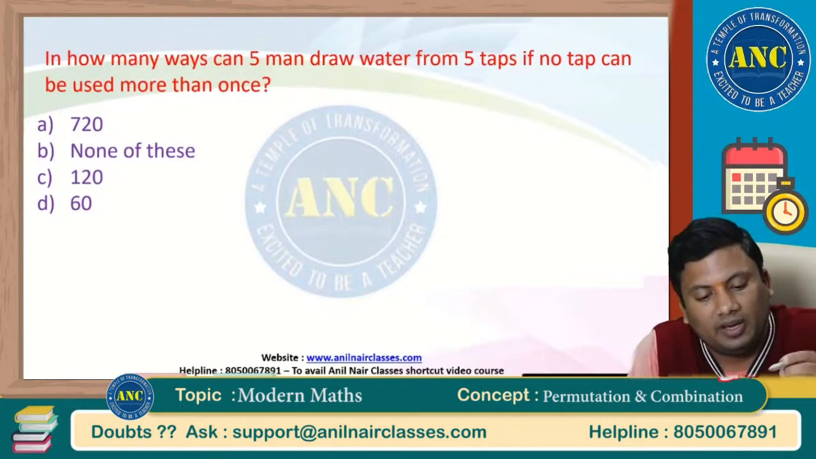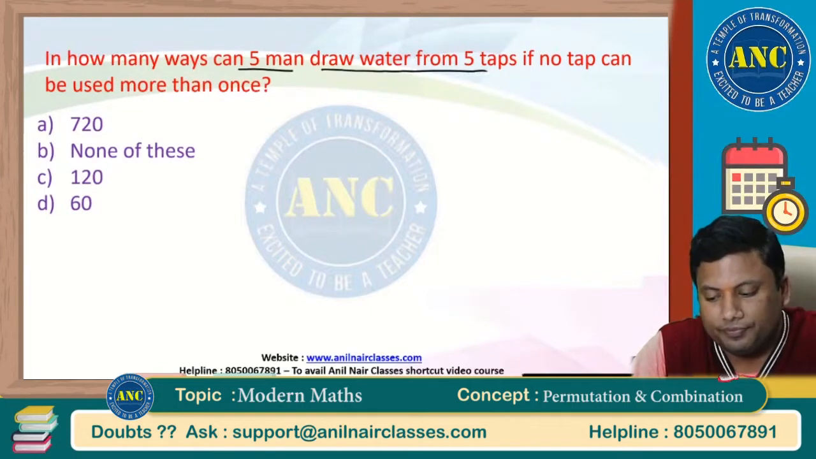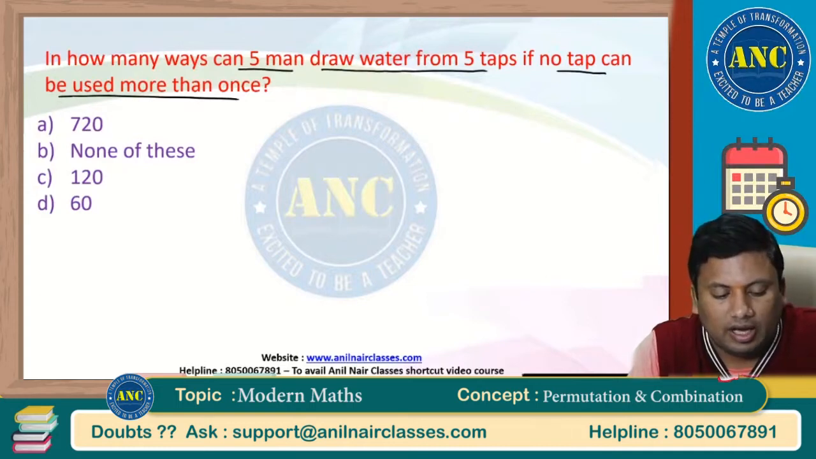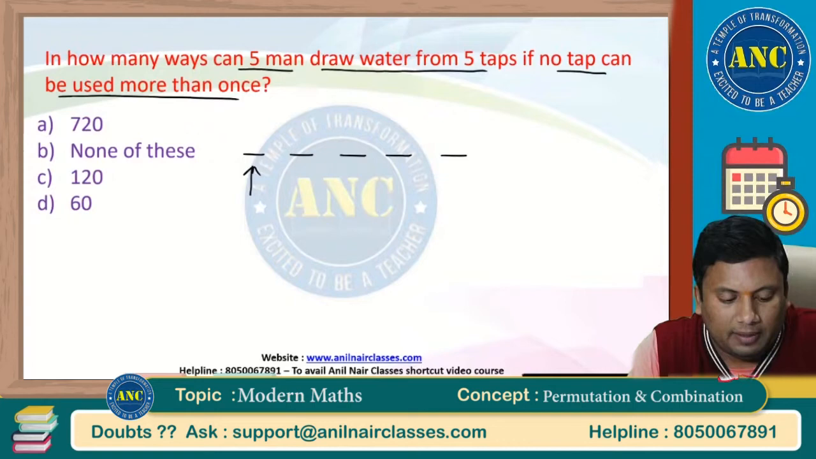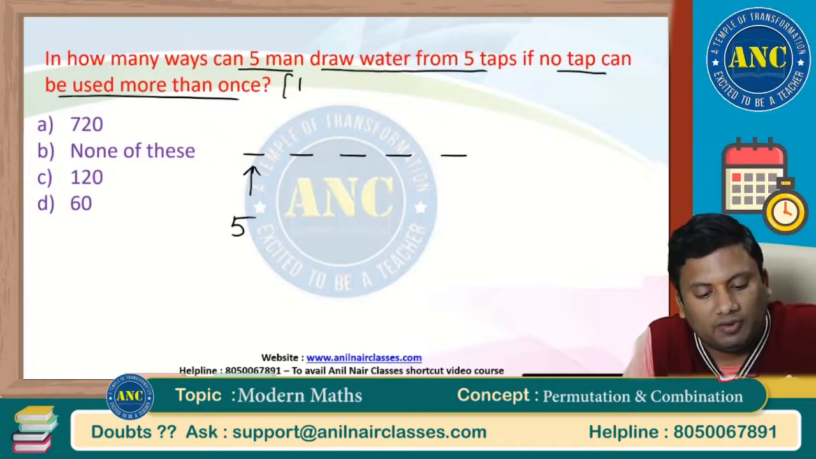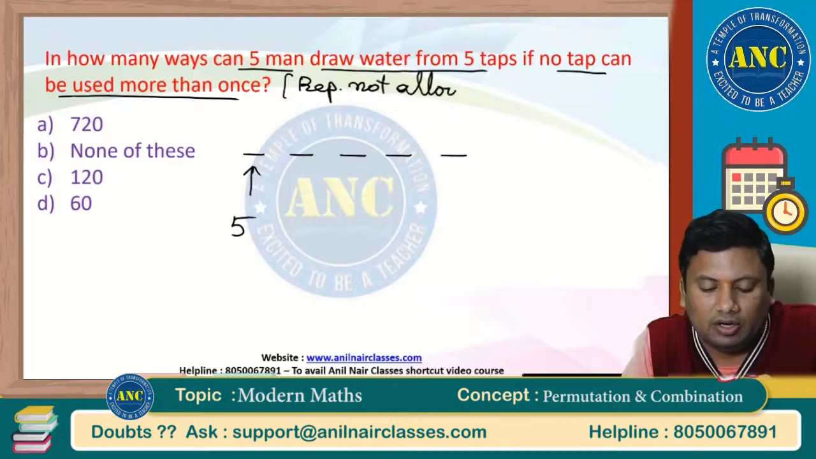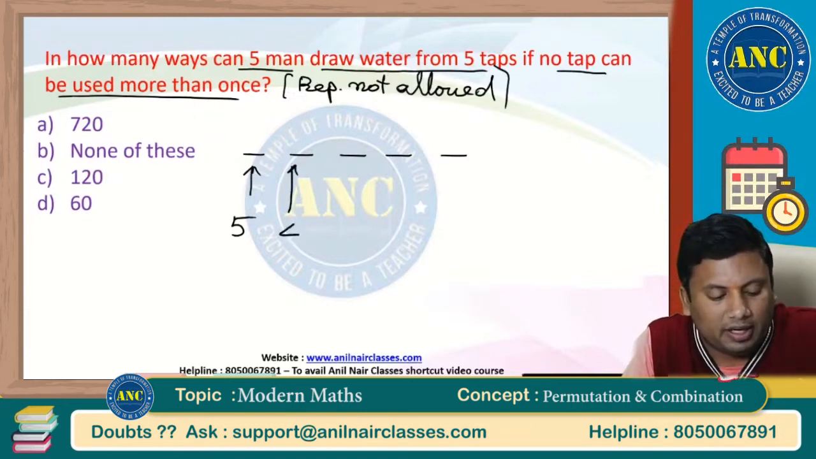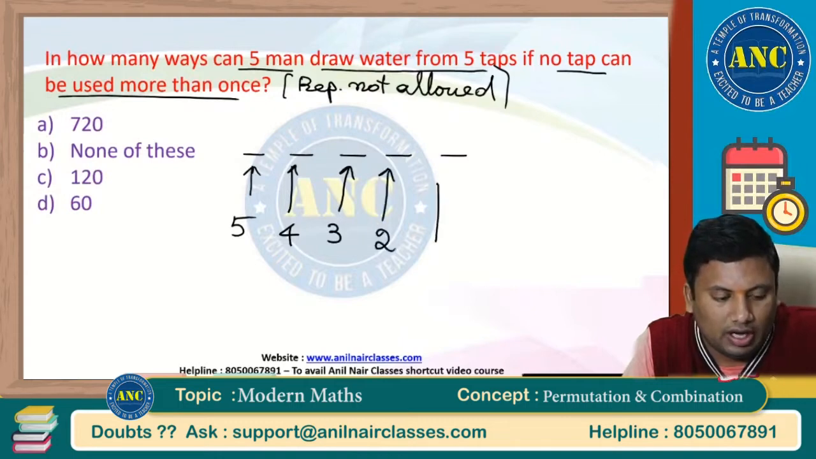In how many ways can 5 men draw water from 5 taps, if no tap can be used more than once? Suppose first man is there. He can open any of the 5 taps in 5 ways. No tap can be used more than once, repetition is not allowed. First tap can be opened by any of the 5 men, second tap by any of the 4 men, then 3, 2 and 1.